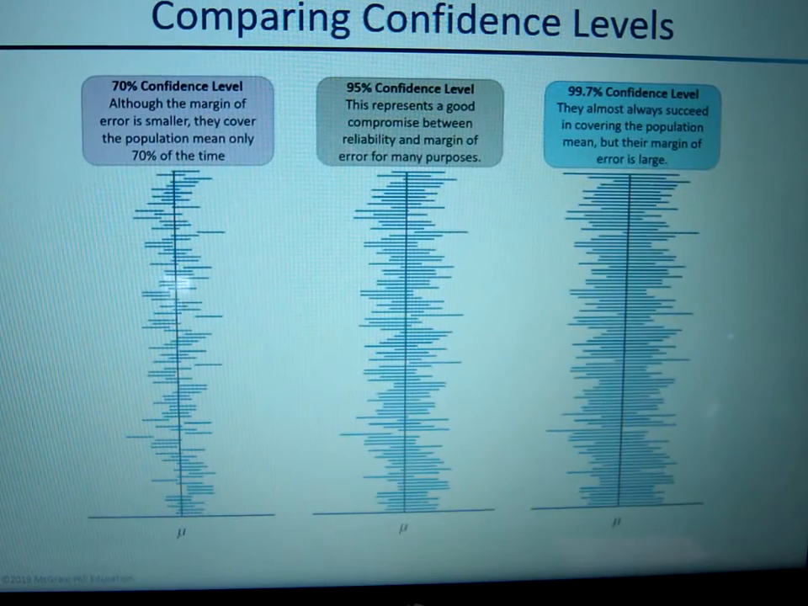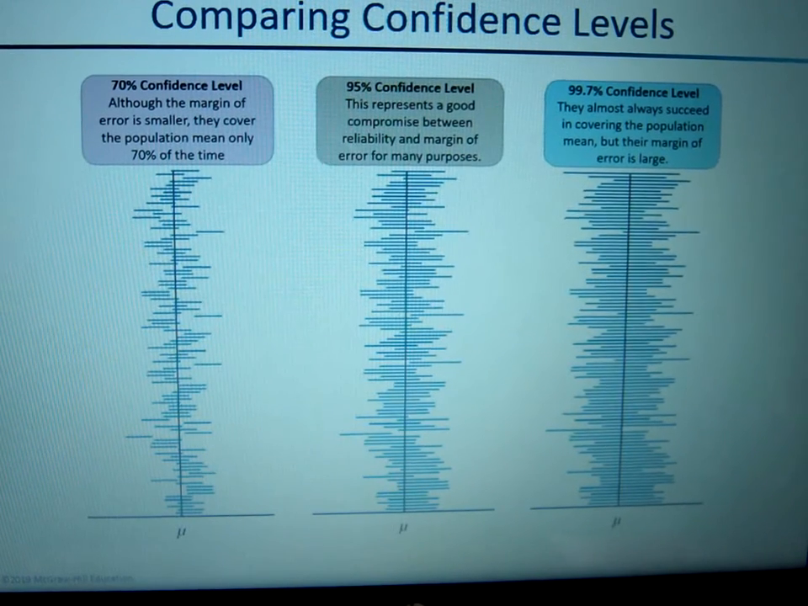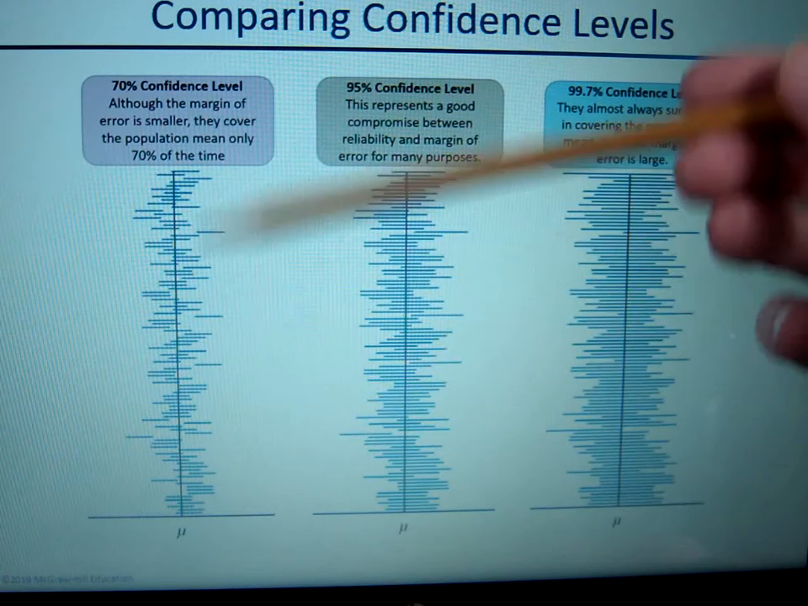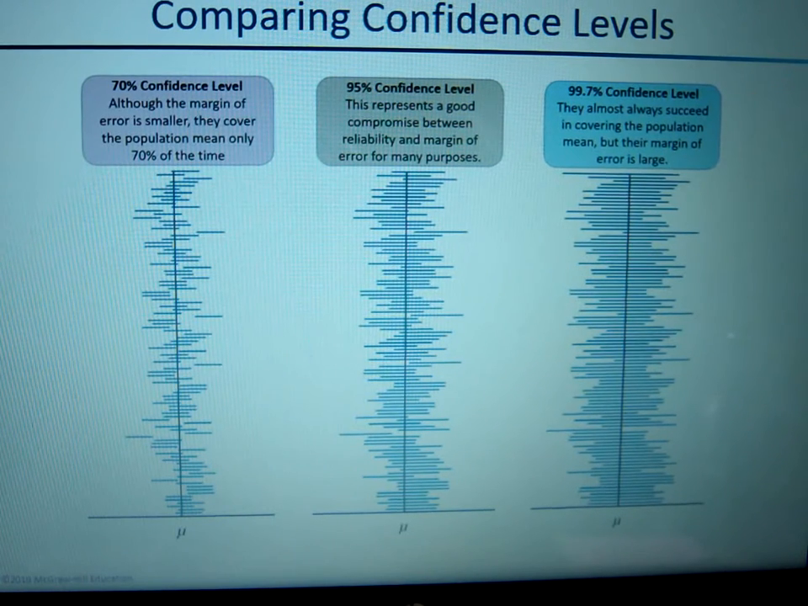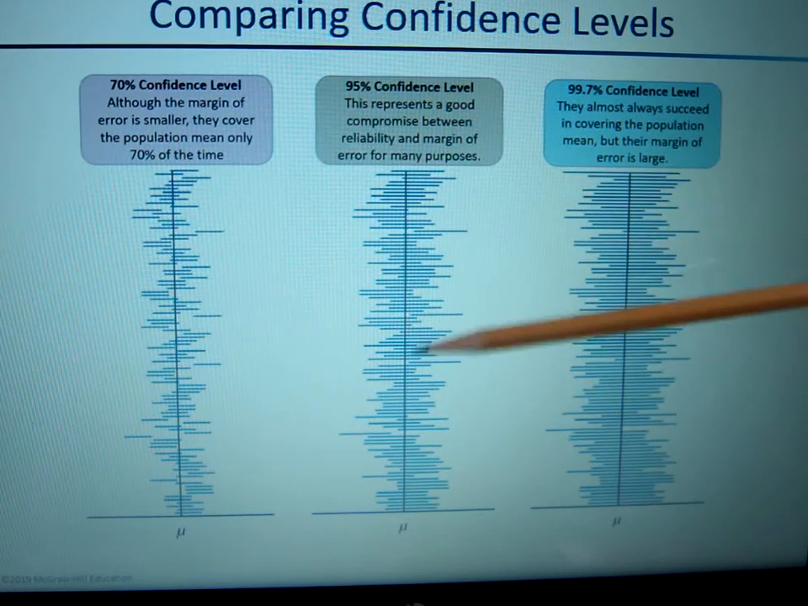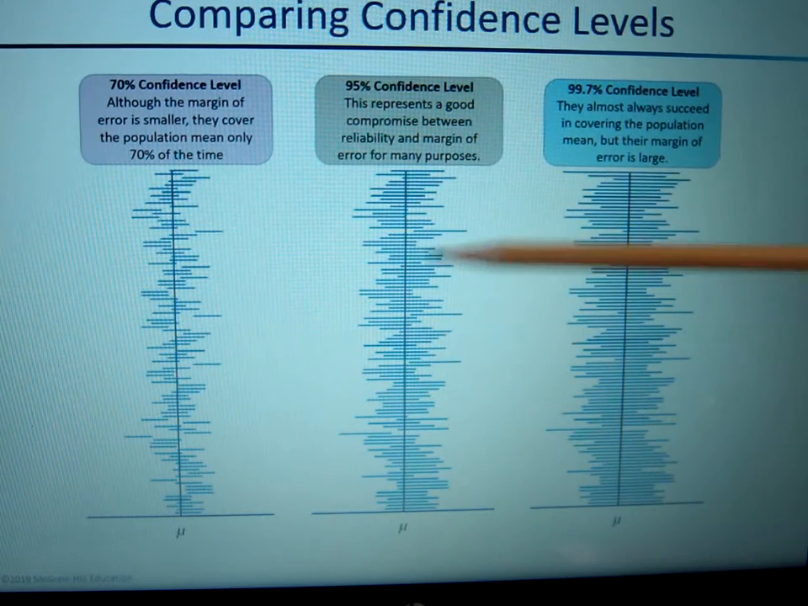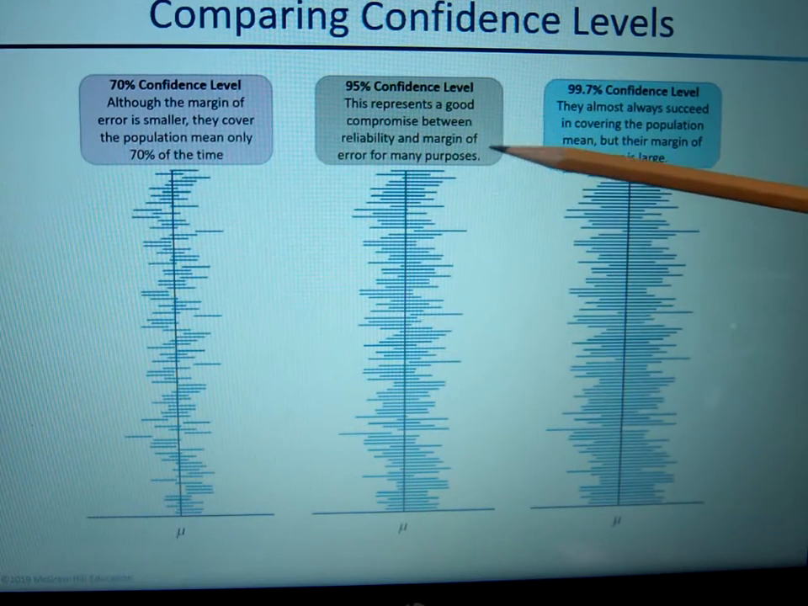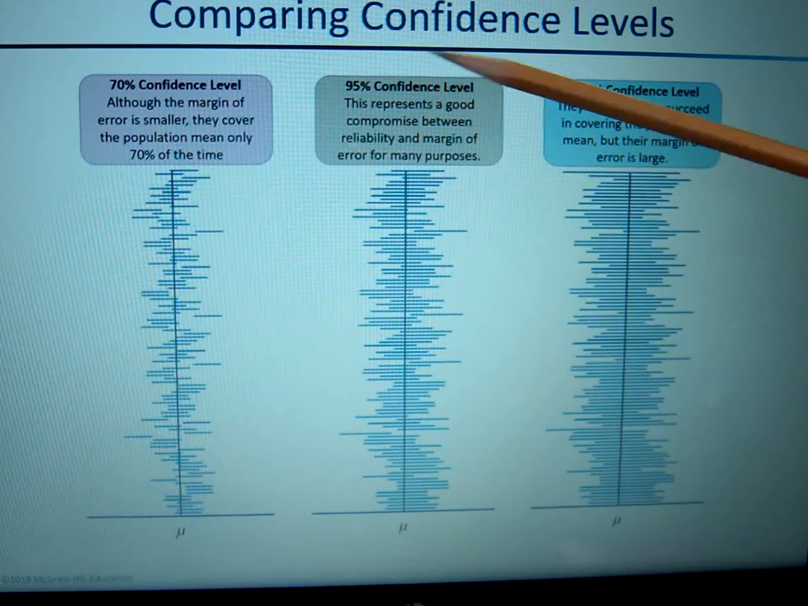This can be tricky, because if you say, well, I'm 70% confident that something is going to happen, then 70% confidence really doesn't sound that impressive. If you say 95% confident, I mean 95 out of 100, this is a pretty good compromise between the reliability and the margin of error for a lot of purposes. It's a very common one to use.